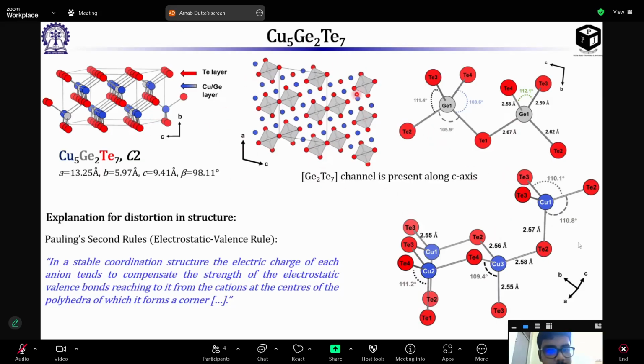And similarly, there is a dimer present, and the compound consists of several types of distortions. Some bond lengths are already distorted, and angles are already distorted. So we can explain the structure by using Pauling's second rule, which says that if you have a different type of charge balance system, then the anions will try to compensate its charge by compensating the strength of the bonds. So that is how we can explain the structure in our system, and that is why the compound crystallizes in the C2 space group, not other space groups of the monoclinic system.